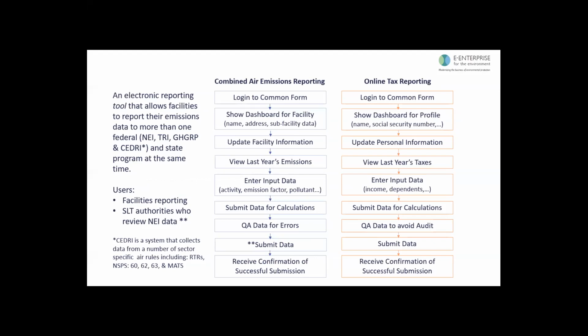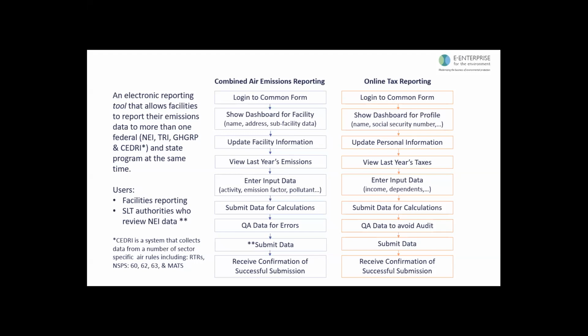Roughly, this is what the Common Forum would do, compared to your online tax reporting. You would log into your Common Forum, you would see all your facility information, all the data that you have for that facility. You would be able to do updates to that information. You would have available previous year reports for reference. Then you would enter your input data: activity data, emissions factors, pollutants, all the information that you need to calculate your emissions.